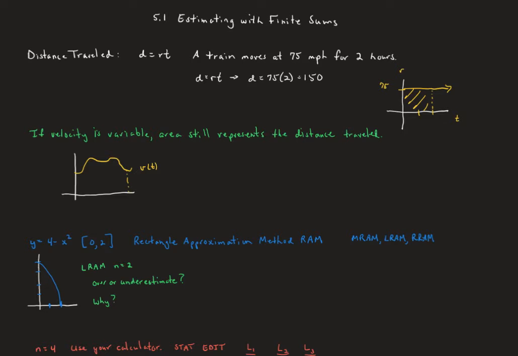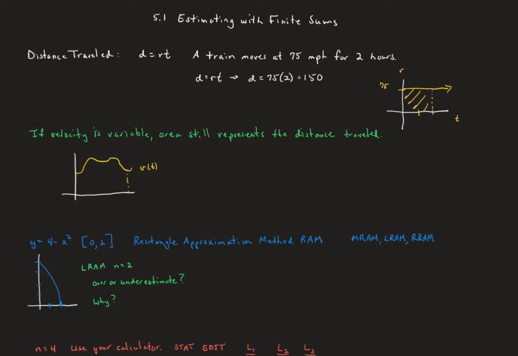In this video, we're going to talk about section 5.1 in our book on estimating with finite sums. So we start with an example that we hopefully have some familiarity with. We know distance is equal to rate times time. So distance is rate times time.